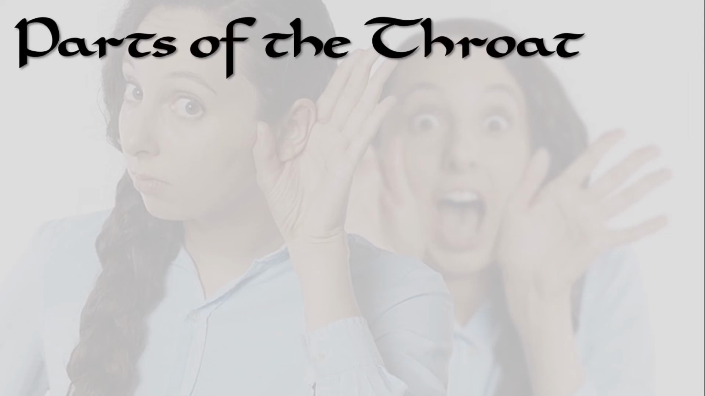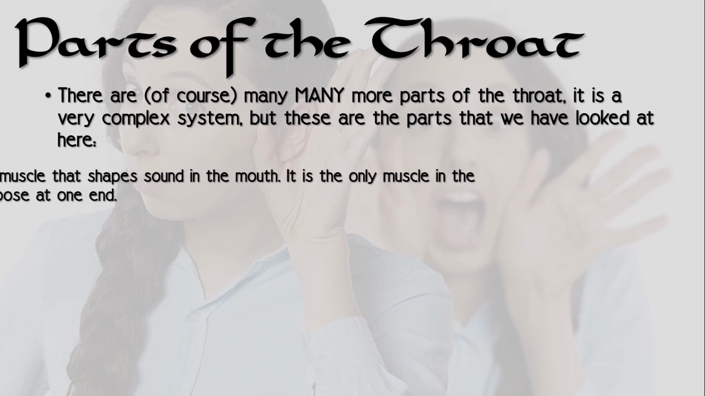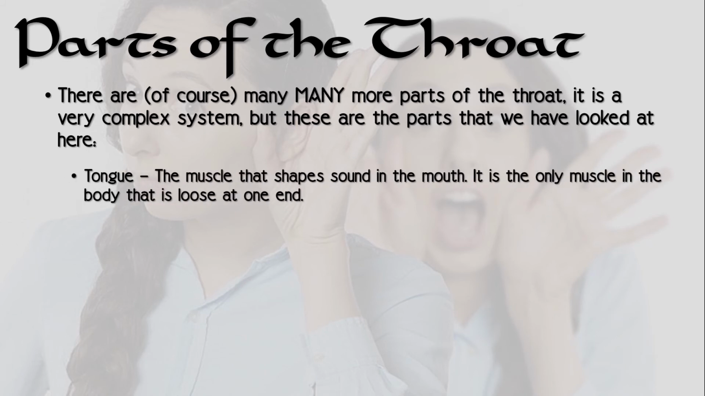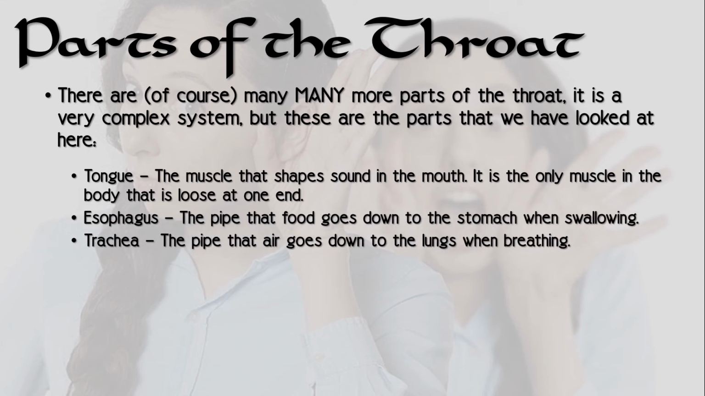Let's look at the different parts of the throat now. Again, this is a very simple picture of how the throat works, and we have looked at it very quickly. But starting at the top, we have the tongue, which we all know as the muscle that shapes sound in the mouth. It is the only muscle in the human body that is loose at one end. At the back of the mouth, there are two pipes, the esophagus and the trachea. The esophagus is the pipe that food goes down to the stomach when swallowing. The trachea is the pipe that air goes down to the lungs when breathing. Also note, esophagus is sometimes spelled with an O at the beginning.